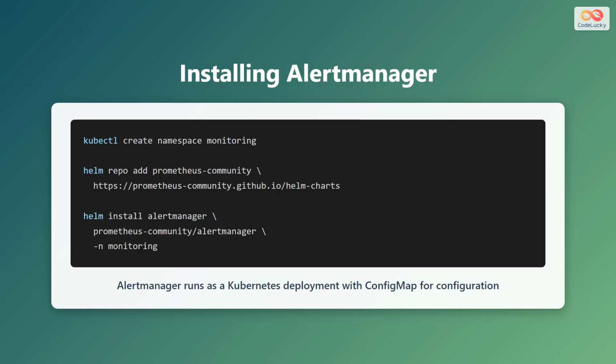This command deploys Alertmanager as a Kubernetes deployment along with a config map that stores its configuration. The Helm chart takes care of all the necessary Kubernetes resources, making the installation process simple and repeatable.